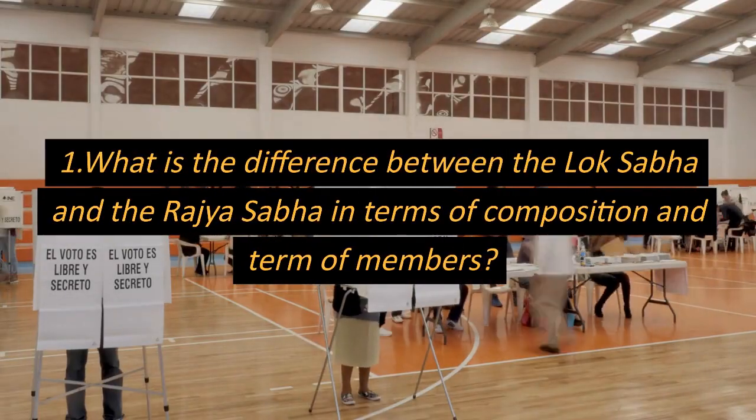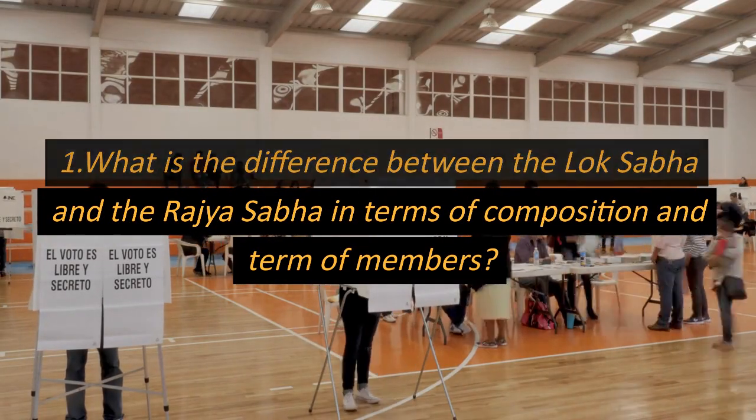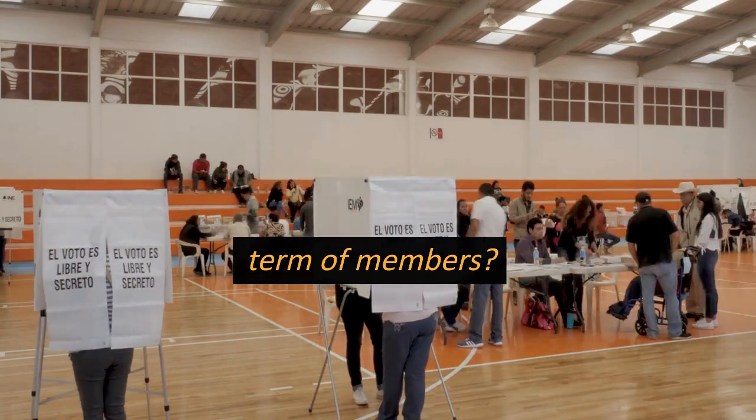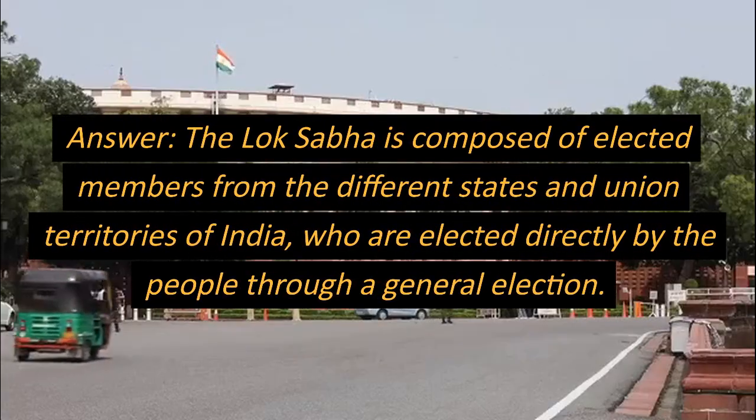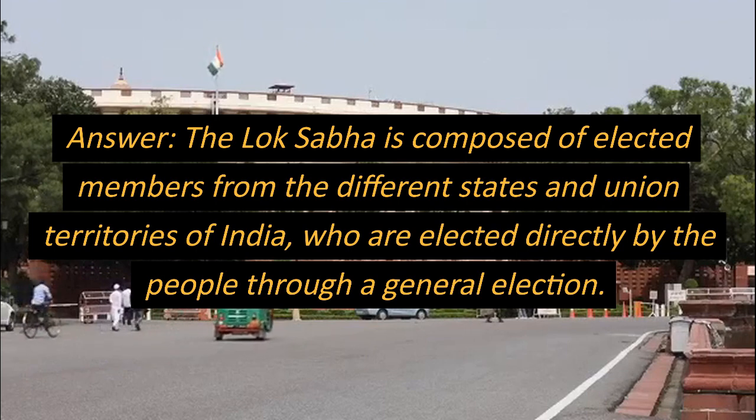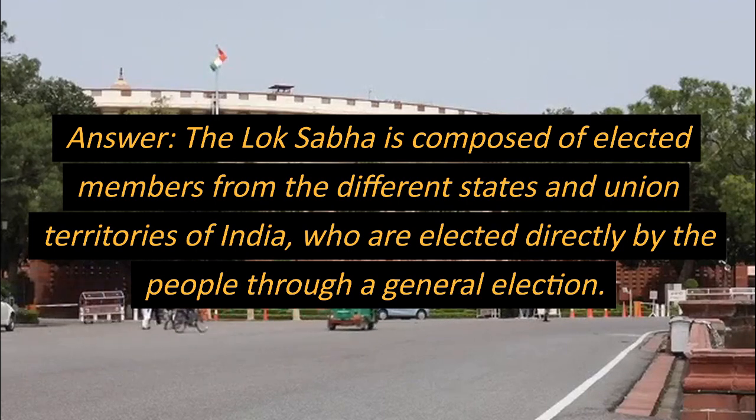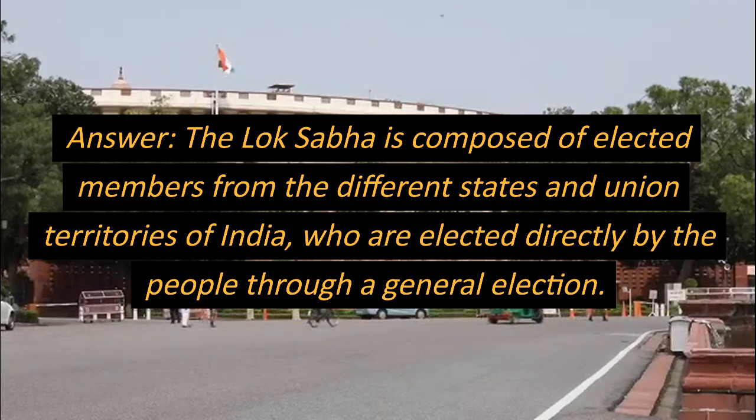One. What is the difference between the Lok Sabha and the Rajya Sabha in terms of composition and term of members? Answer. The Lok Sabha is composed of elected members from the different states and union territories of India, who are elected directly by the people through a general election.